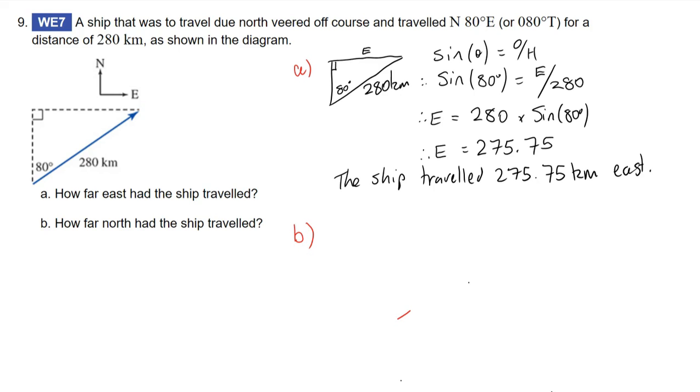And this is exactly how I'd set it out. I'd copy the diagram again because we're looking for different information this time. So I'm looking for how far north. So straight up, we're looking at this side here. I'm just going to label that N. So looking at my angle, I've got my adjacent side and my hypotenuse, so we're doing cos.